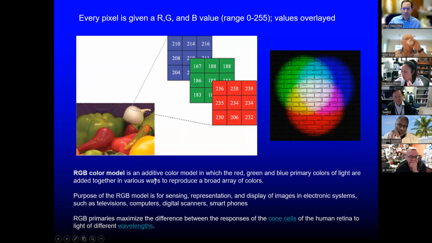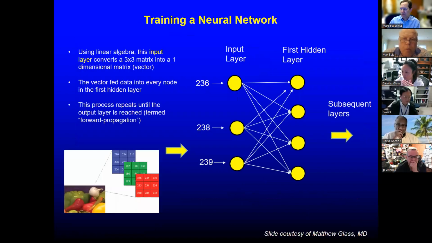The RGB color model is a model in which red, green, and blue primary colors of light are added together in various ways. It's used for sensing, representation, and display of images across electronic systems, including our phones and digital scanners. These primary colors maximize the differences between our cones in our human retina, and then you see different wavelengths. So in our brain, we're seeing a certain number.